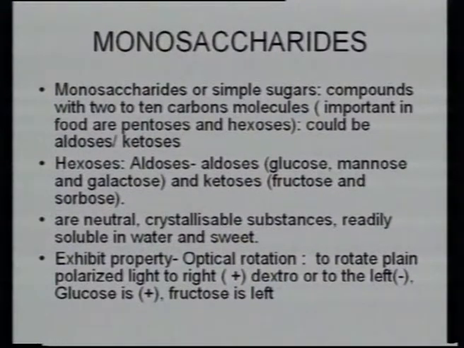And one of the other properties which they show is that they are able to rotate the plane of polarized light, either to the right side or left side. So we use the words dextrorotatory or levorotatory. Glucose is written as dextro, and fructose is levo, or left rotating; it rotates the plane of light to the left, and we represent it by minus. So this is one example of the monosaccharides or simple sugars.